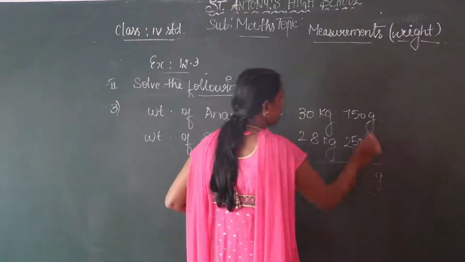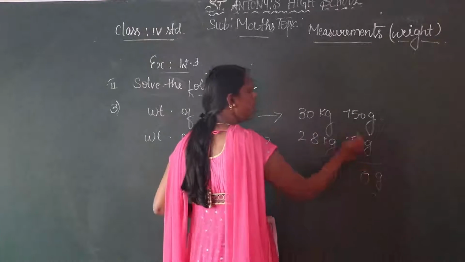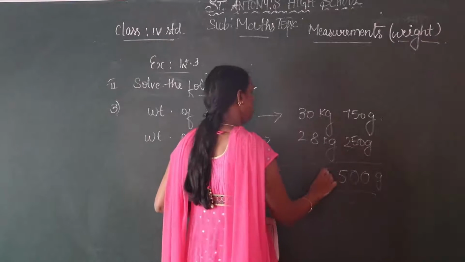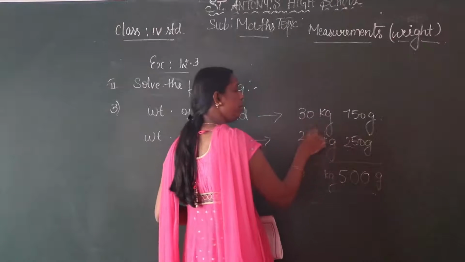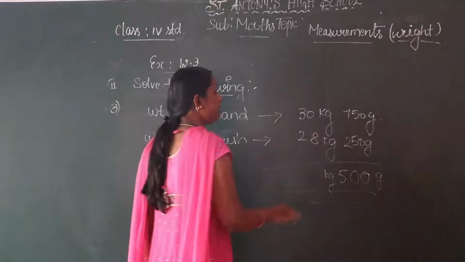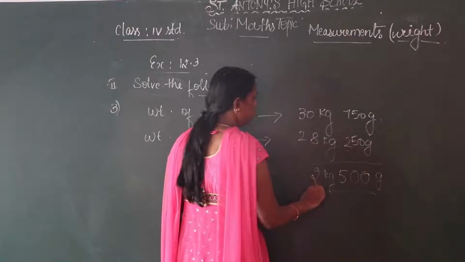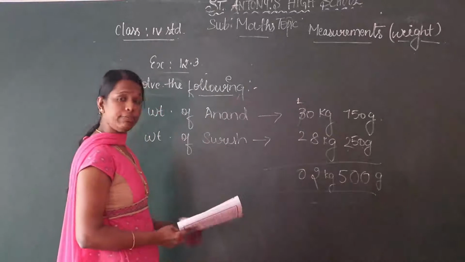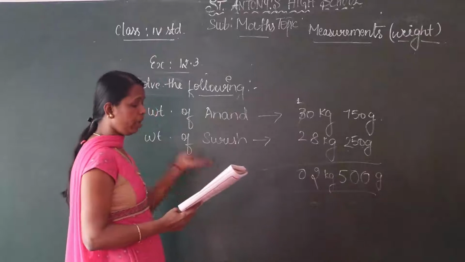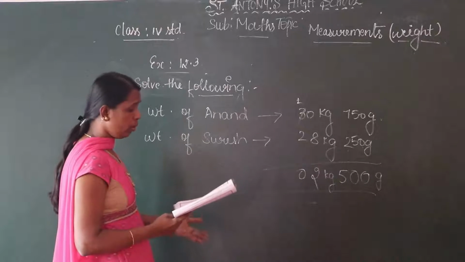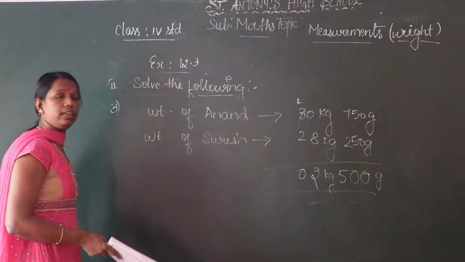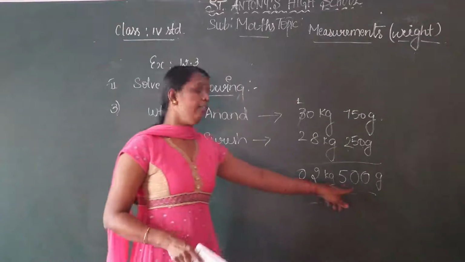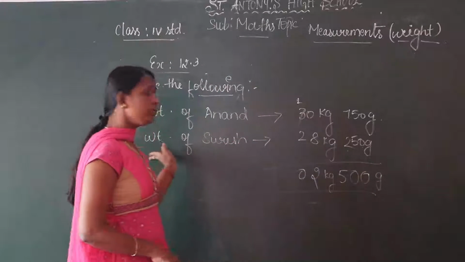Write down grams. 0 minus 0, 0. 5 minus 5, 0. 7 minus 2, 5. Write down kg. Here 0 minus 8, how much? 2. Means 10 minus 8, that is 2. Here 2. 2 minus 2, 0. Answer is 2 kg 500 gram. Means whose weight is more? Means Anand weight. Weight of Anand is more. How much more? 2 kg 500 gram when compared to Suresh weight.